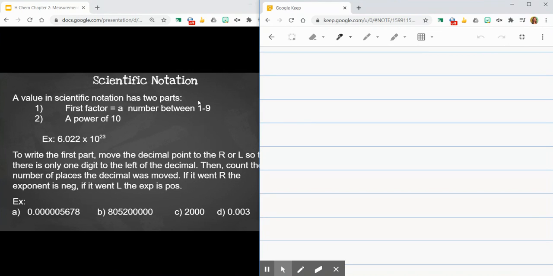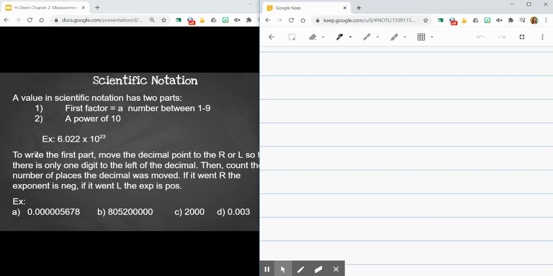So scientific notation is a way of writing really big or really small numbers. And we're going to have a first factor, which is a number between 1 and 9, like we have here, 6.022. And then we have some power of 10 afterwards. So this is times 10 to the 23rd power.